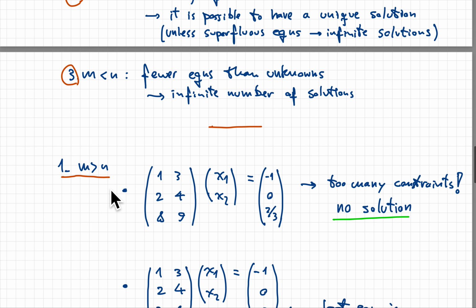And you will find that actually this set of equations is giving you too many constraints. There's no solution to this problem. There are no values of x1 and x2 that satisfy all these equations at the same time.